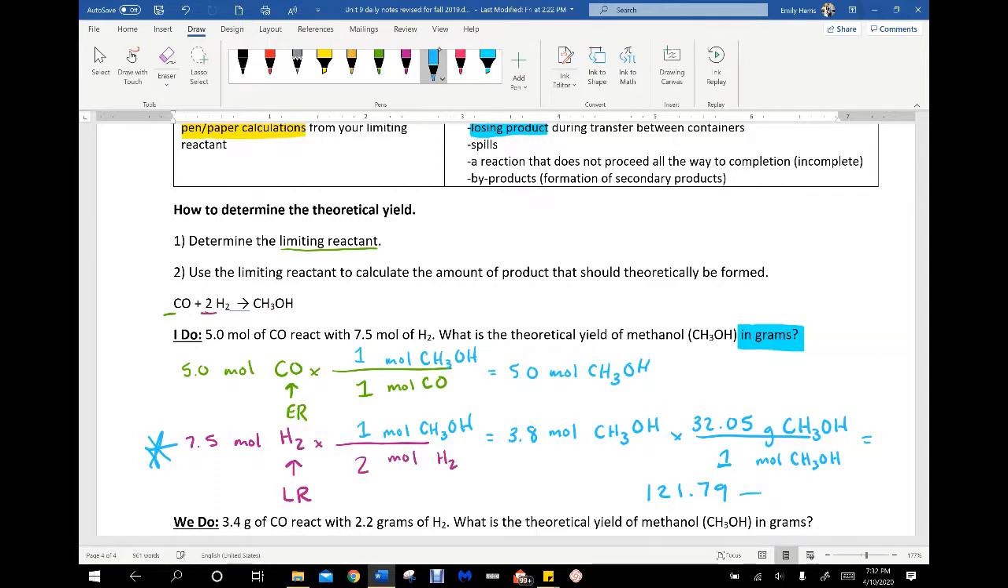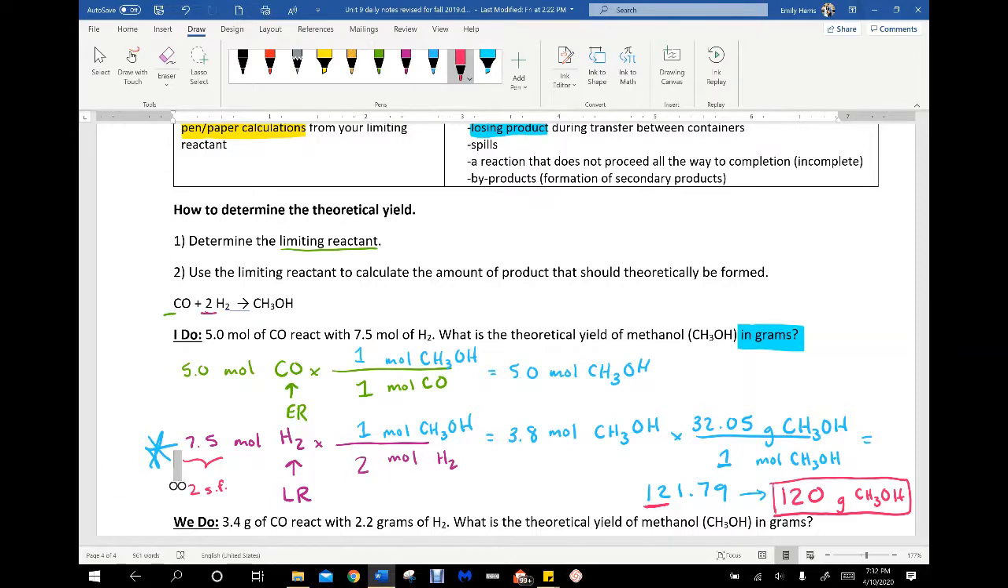121.79. I go back to the very start of the problem to do my sig figs. 7.5 has 2 sig figs, so I'll end with 2 sig figs, my 1 and 2. The 1 will round down, so I'll end with 120 grams of CH3OH. That would be, in theory, how much I'm supposed to make from the reaction if everything went perfectly. So 120 grams is our theoretical yield.